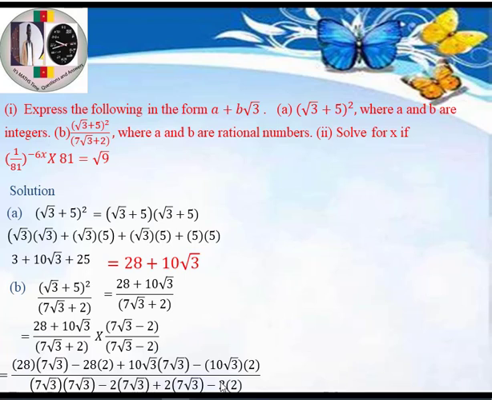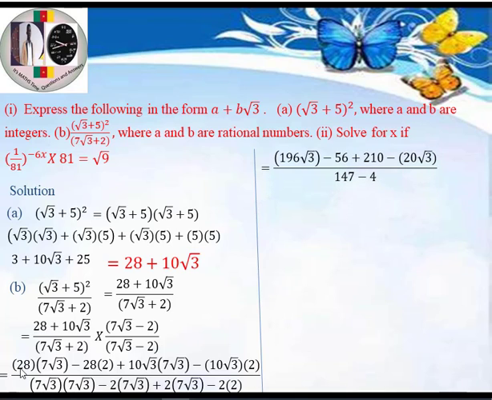So that's what we are going to have. The next thing we are just simply going to do is to simplify these surds. For the numerator part, we are going to simplify 28 times 7, which will give us 196. So we'll have 196 root 3, minus 28 times 2 is minus 56, plus 10 times 7 is 70.